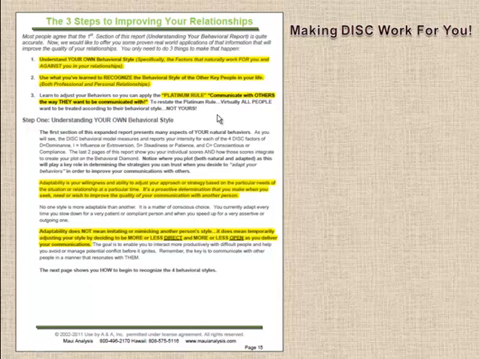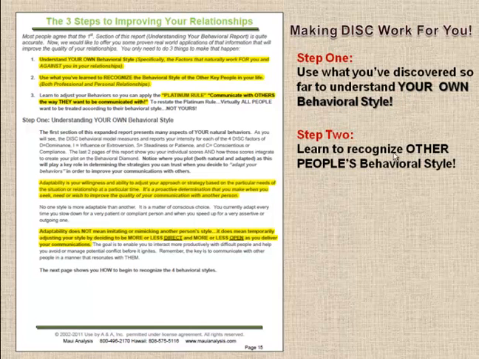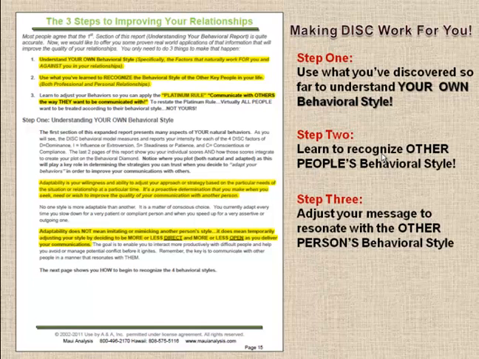The first one is to understand yourself. Use what you've discovered so far to really understand your own behavioral style. Step 2, learn to use what we've talked about, these clues, recognizing the other behavioral styles so that you can recognize them as you interact with other people.